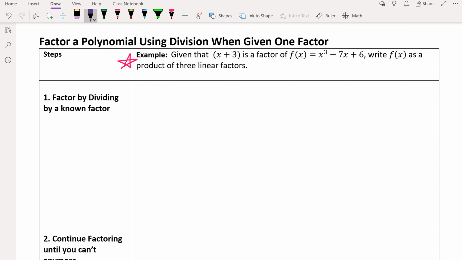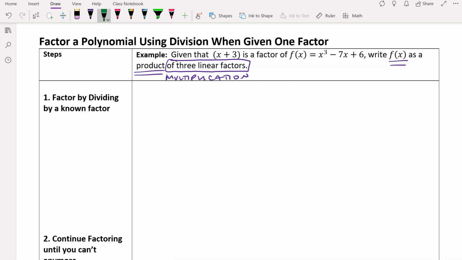Okay, really quick, let's make sure we know what this word means. So what does product mean? What operation? Product is multiplication. So this is telling us to write f of x as multiplication of 3 linear factors. Okay, so how do we do this problem? We start with step 1. Over here, step 1. Factor by dividing by a known factor.